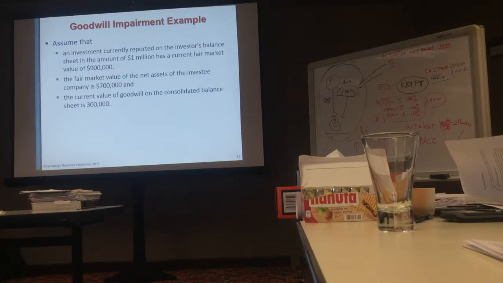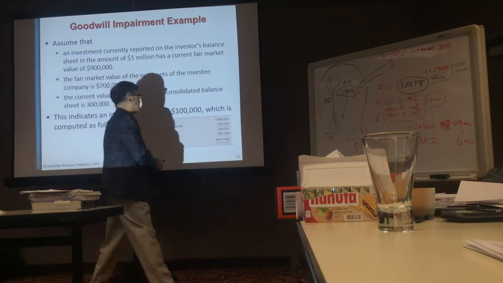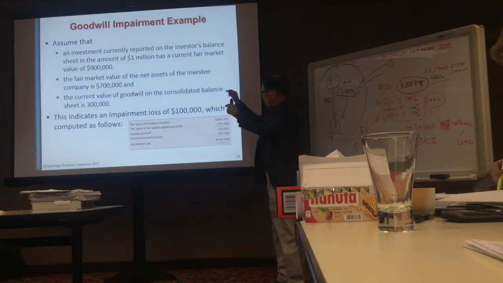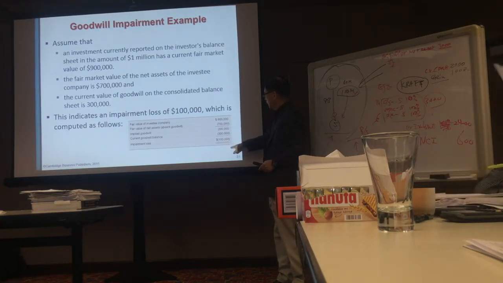Impairment exam. This 1 million has a current fair market value of 900,000. Fair market value of net assets of the invested company is only 700,000. Goodwill on the consolidated balance sheet is 300,000. So here, fair value of total invested, fair value of assets, including goodwill, is 900,000. So total implied goodwill is 200,000, but you are carrying 300,000, so you have to bring this down to current implied goodwill. Debit, impairment loss, credit, goodwill, 100,000. So using this example, 100,000 has been impaired.